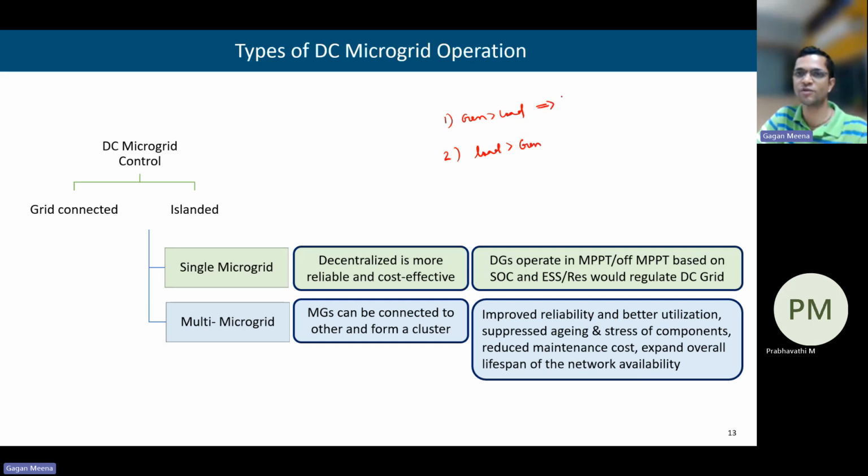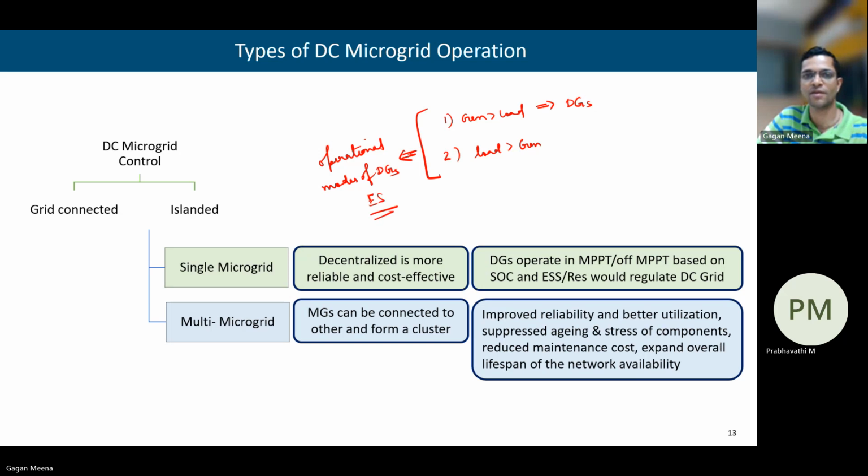Here, this decides the operational modes of different distributed generators, as well as the energy storage. If generation is more than the load, then the distributed generators, PV, wind, will operate at their MPPT. MPPT means maximum power point tracking.